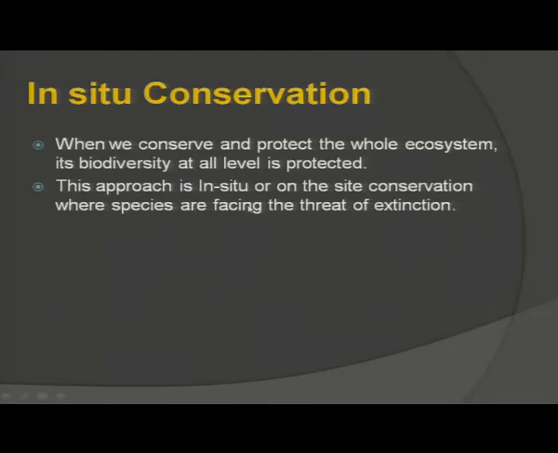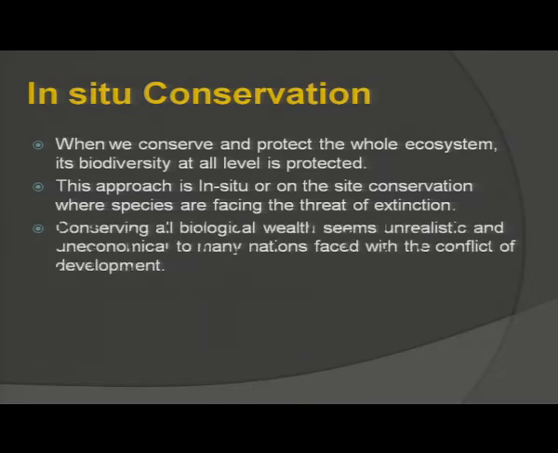This is the principle behind in situ conservation, that we are conserving the entire ecosystem so that whatever organisms are present in that ecosystem get protected. It is also known as on-the-site conservation. The approach is in situ or on-the-site conservation, where species are facing the threat of extinction. Once we identify the particular area where there is a threat of extinction, we can declare it as an area which needs protection on the site.